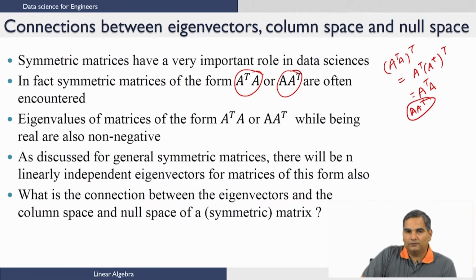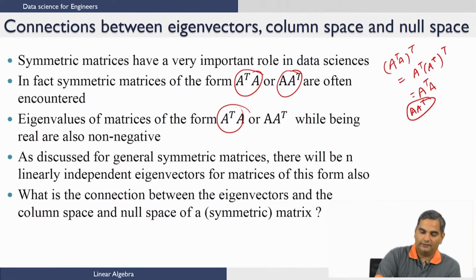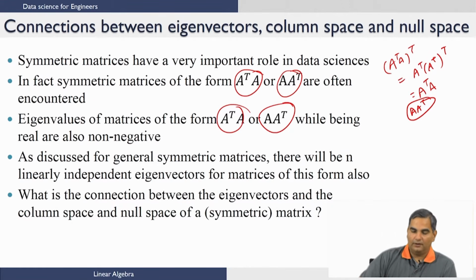And we know from the previous slide that the eigenvalues of symmetric matrices are real. If the symmetric matrix also takes this form or this form, we can also say that while the eigenvalues are real, they are also non-negative. That is, they will be either 0 or positive, but none of the eigenvalues will be negative. So, this is another important idea that we will use when we do data science, when we look at covariance matrices and so on.